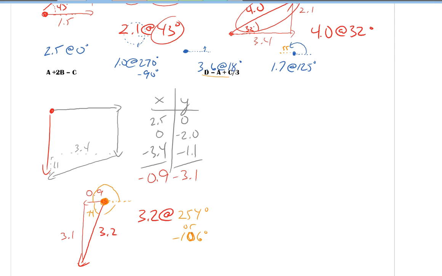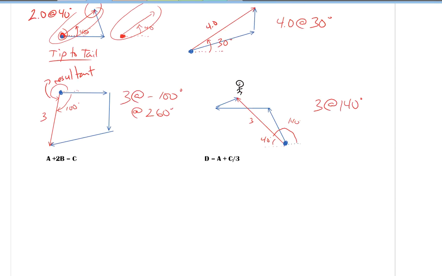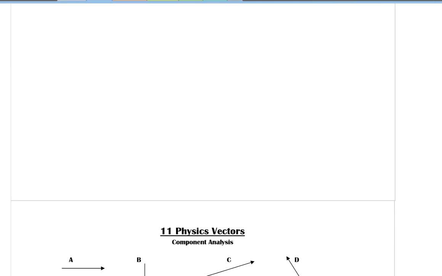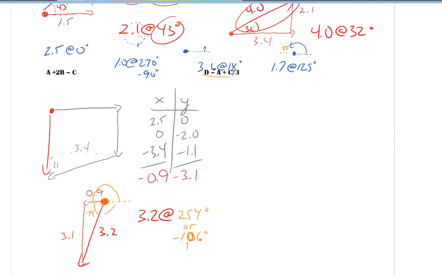Okay, and if we check our estimate from the last time we did this, here we got 3.2 at 254, and we had 3 at 260. So really, really close. Okay. All right, one more to go. Okay, so let's try this one.